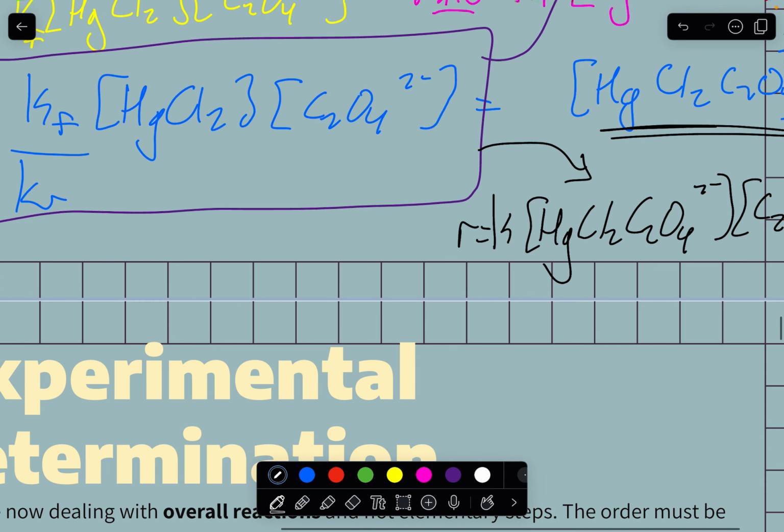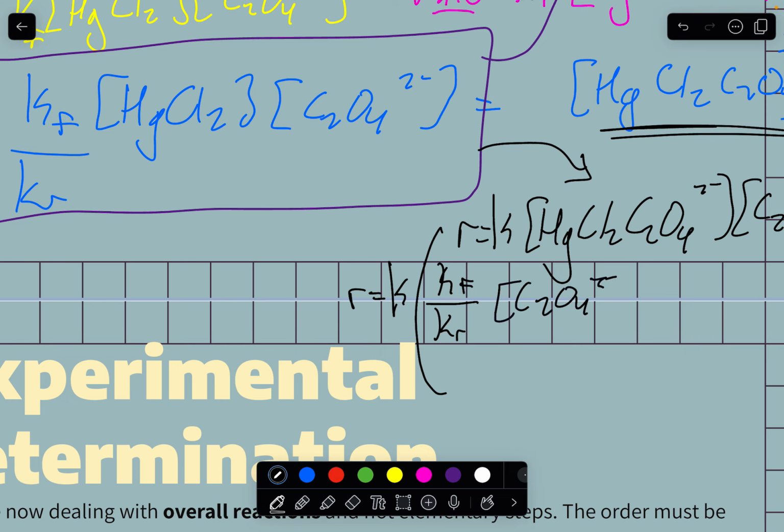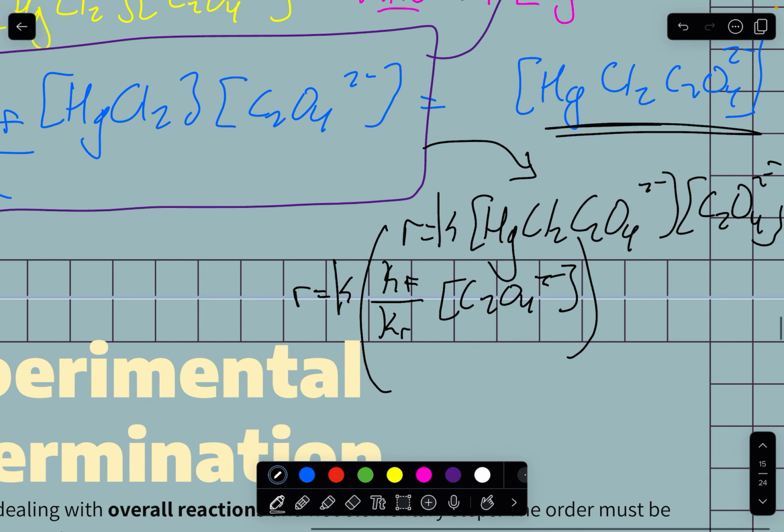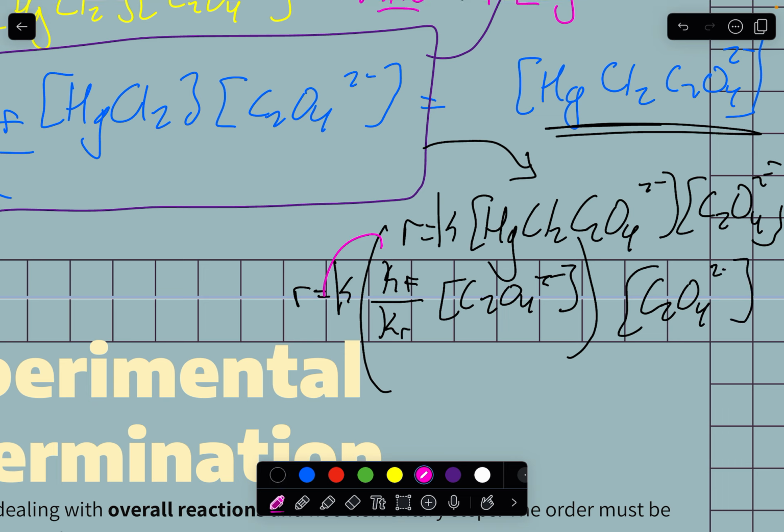So our rate, our R, is equal to K. Then that whole thing is Kf over Kr times C2O4 2 minus. And don't forget to bring this back down. We still have a C2O4 2 minus at the end. And then we just cluster terms. All our K's come together to make K prime. So R equals K prime. And then what we have left is 2 of the same thing, so those two combine to make C2O4 2 minus squared.